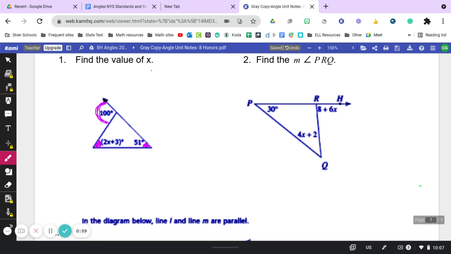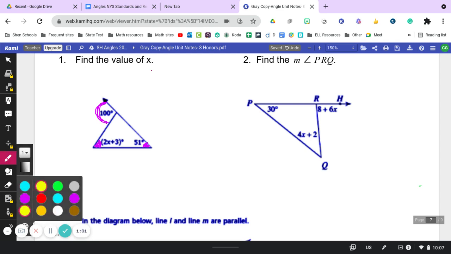Notice that I'm going to color this in a different color here. This yellow angle we really don't care about. We don't need to know it. We don't know the value of it. It's not important. So what I don't want you to do is try to find the value of that yellow angle at all.